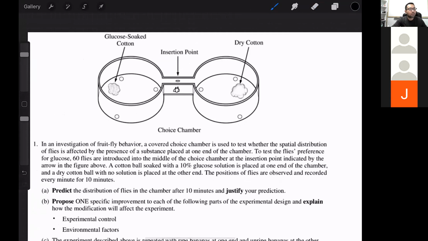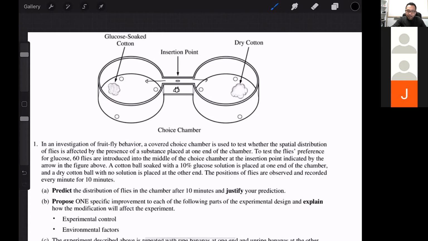And what we're going to do is wait about 10 minutes to see if they make a decision. And that decision is whether they're going to go towards the glucose or they're just going to go towards this dry cotton here. And I guess the main purpose of this experiment is to determine whether fruit flies have some sort of a preference towards glucose, which presumably would provide them with a certain amount of sustenance and energy because it's a food item for them.